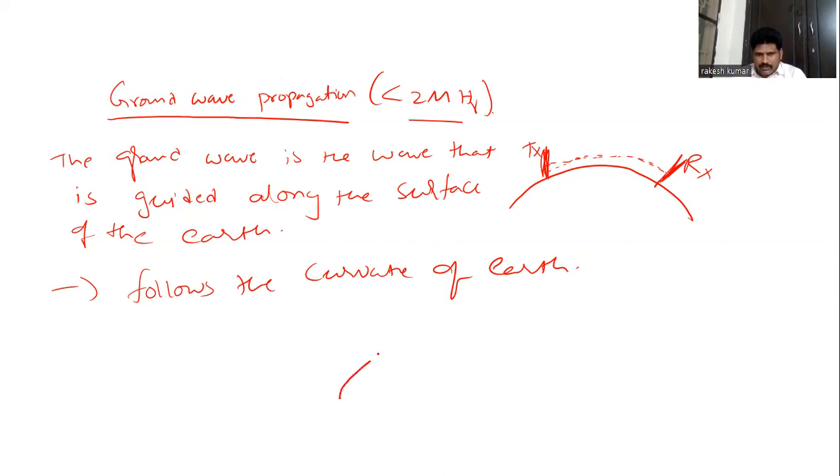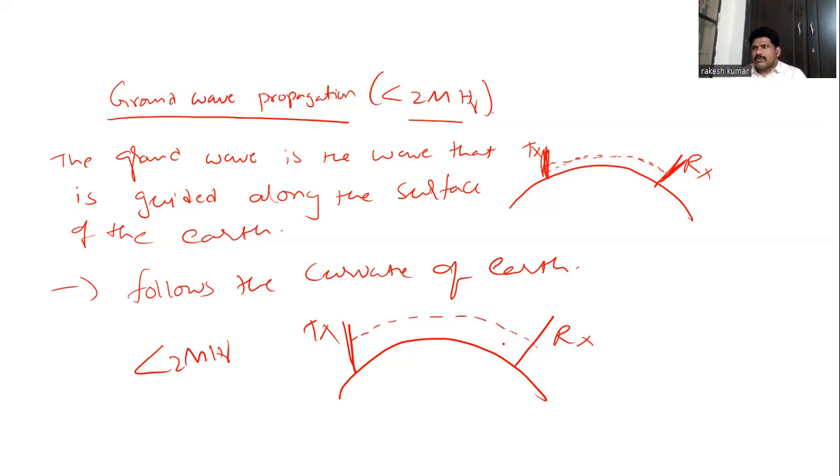Now, for example, this is my Earth surface, this is my transmitting antenna, and this is my receiving antenna. I have transmitted a signal less than 2 megahertz along the curvature of the Earth surface. Any ground wave propagating along the surface induces charge on the Earth, which travels with the wave and hence constitutes a current.